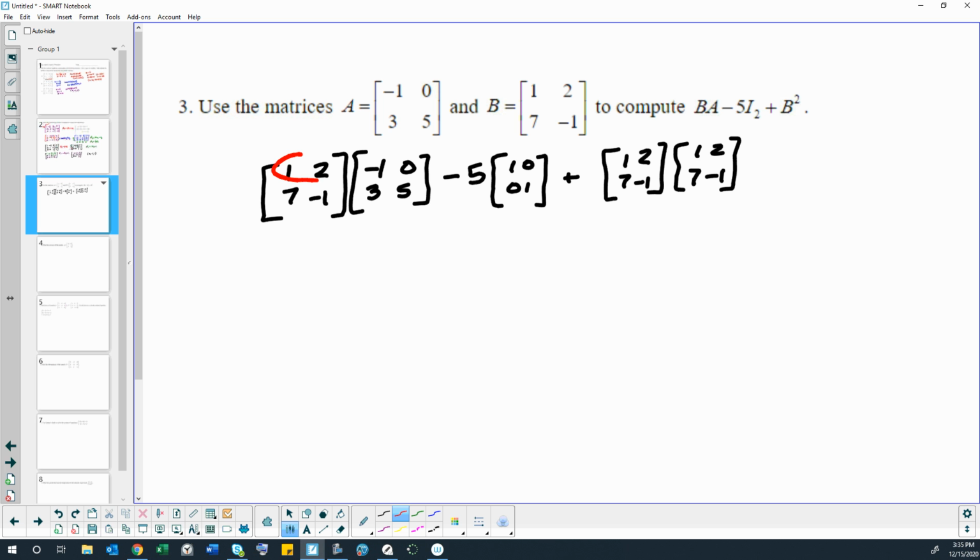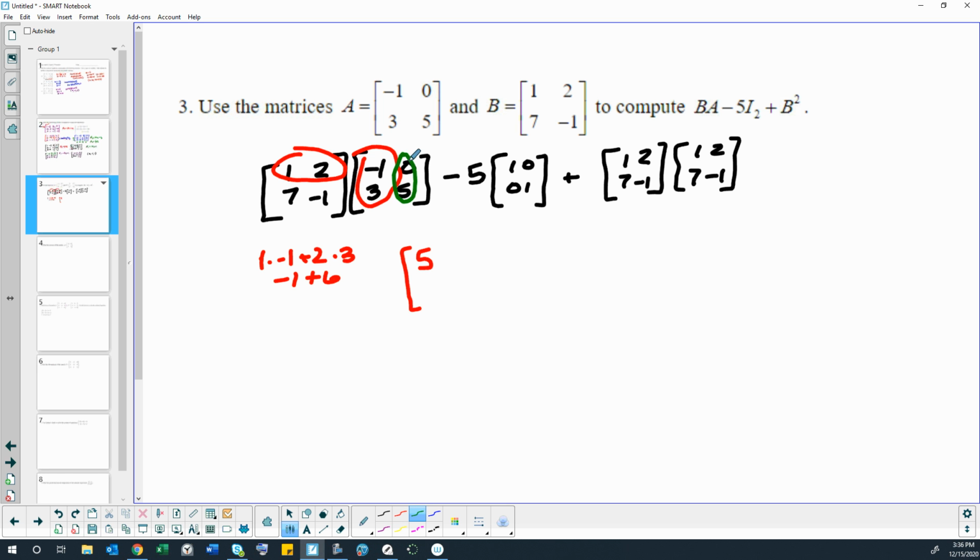Alright, remember when we multiply matrices together, we do rows times columns, we do corresponding numbers, and we add them together. So negative 1 times 1 times negative 1, sorry, plus 2 times 3. So that would be negative 1 plus 6, which is 5. So that would give us 5 in that top corner.